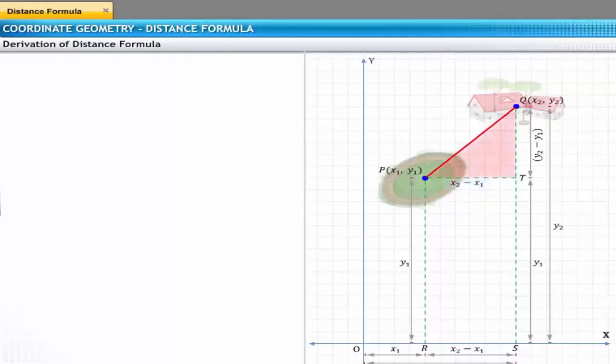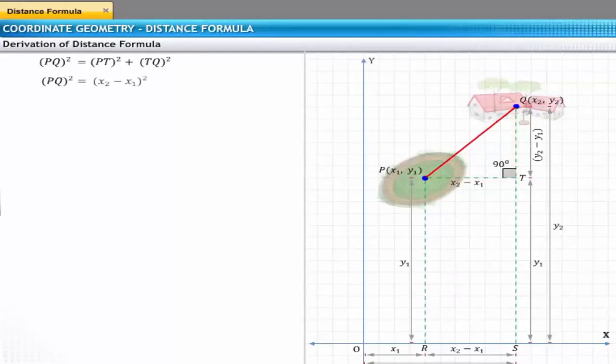As you can see, PTQ is a right-angled triangle. Pythagoras' theorem states that in a right-angled triangle, the square of the hypotenuse is equal to the sum of the squares of the other two sides. Therefore, in triangle PTQ, the square of PQ is equal to the sum of the squares of PT and TQ.